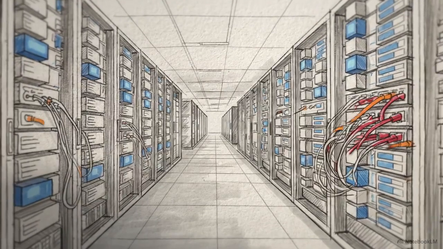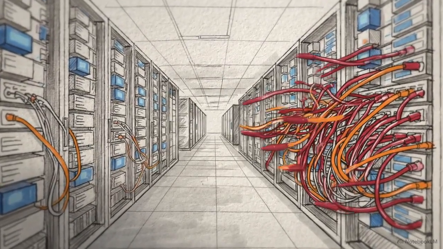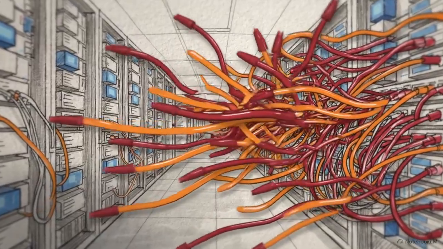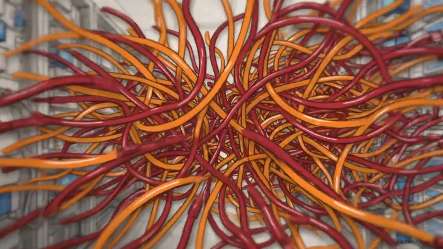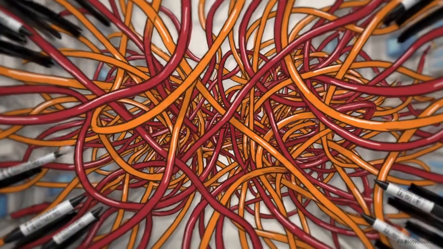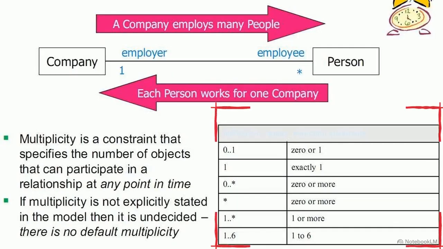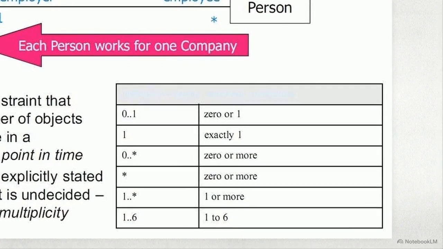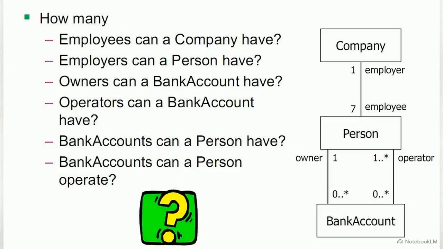Structural links must be tightly constrained. Without limits on how many objects can be attached to a connection, an application could attempt infinite memory allocation. This table presents the exact notation matrix used to define multiplicity rules across an association, specifying the exact number of objects that can participate at any point in time. This diagram applies those mathematical constraints to a real domain scenario.